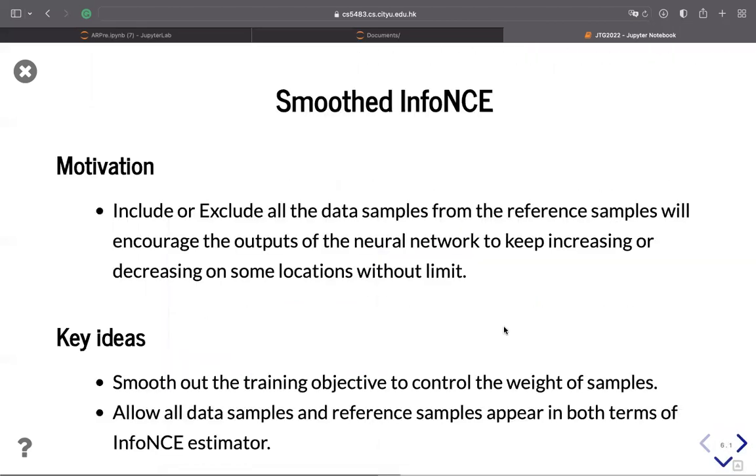We can say that including or excluding the positive samples from the reference samples will lead to the log-n curve or the overshooting issue. So the core idea is that we can smooth out the training objective to control the weight of samples and allow all the positive samples, the reference samples, to appear in both terms of the InfoNCE estimator.